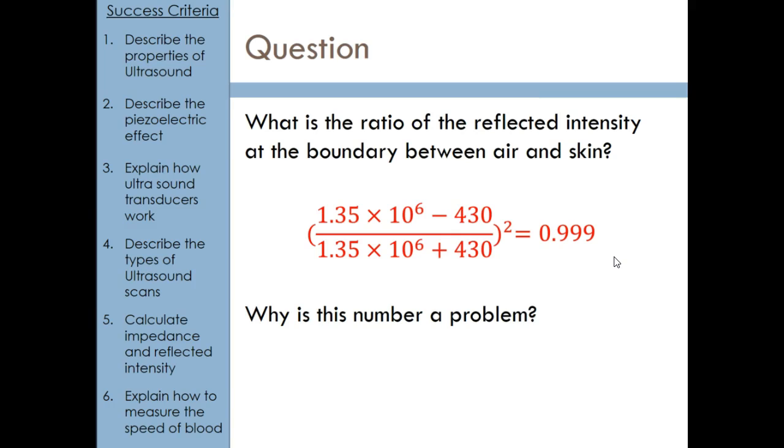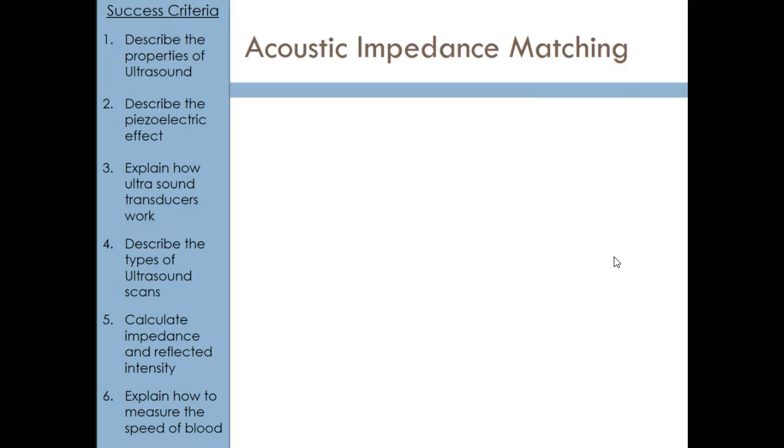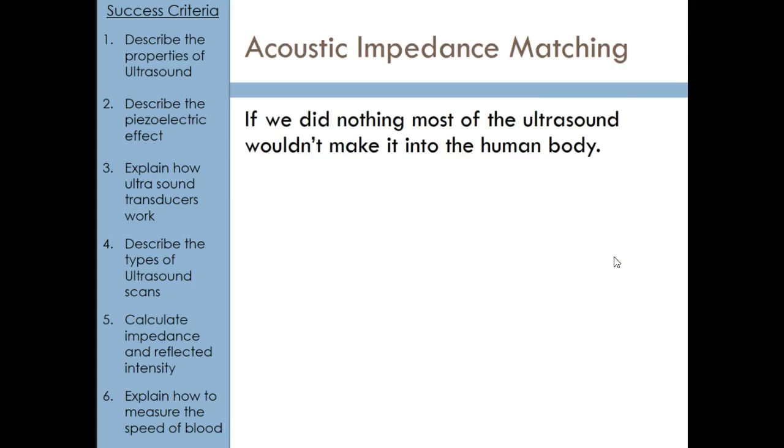Remember, this is the boundary between air and skin, and I've just said that 99% of the ultrasound is reflected at the boundary between air and skin. Well, that means then that none of the ultrasound made it into the body, so it's not going to be able to tell me about the body. I've got 1%. That's not going to give me a very good image, is it? So, if we did nothing, very little ultrasound would get into the body.